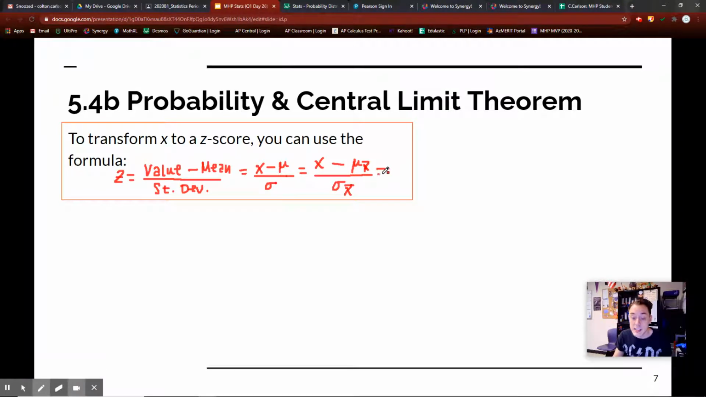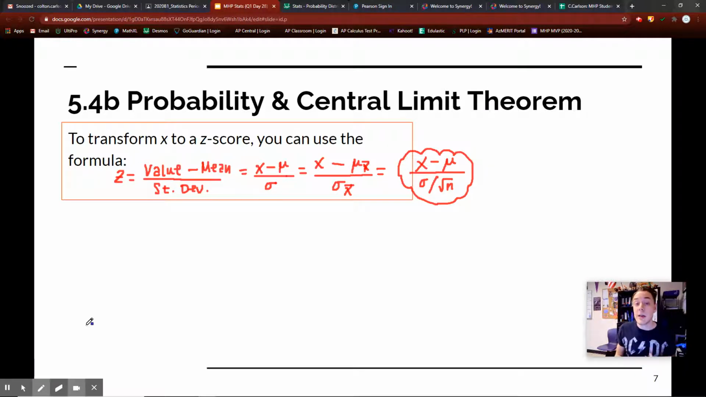This will continue to be rewritten as this. This is going to be rewritten as x minus my population mean, all over my population standard deviation divided by the square root of n. Now, here's something that's very interesting. Okay, notice one thing.